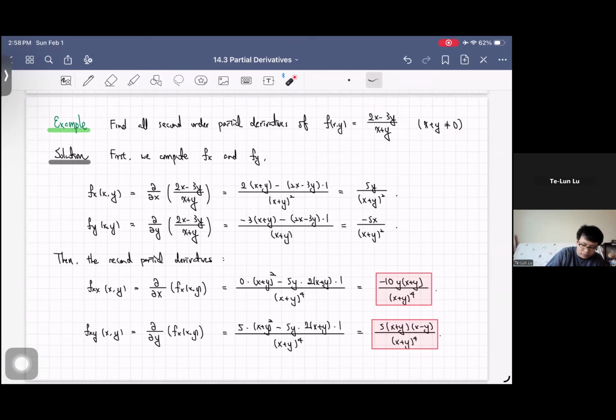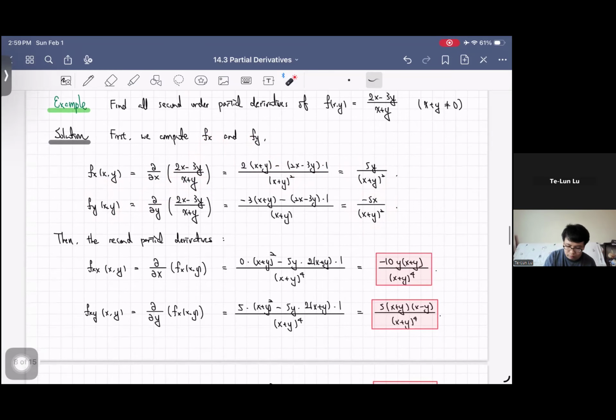So the partial differentiation of this function with respect to x is regarding y as a constant. First of all, for the quotient rule, you have to square the denominator. You differentiate the numerator, which is 2 in this case, and multiply it by the denominator. Subtract the numerator times the derivative of the denominator, which in this case is x plus y, and you get 1 when you differentiate it with respect to x. And then after some algebra, you get 5y divided by (x plus y) squared. The same thing happens for f_y.